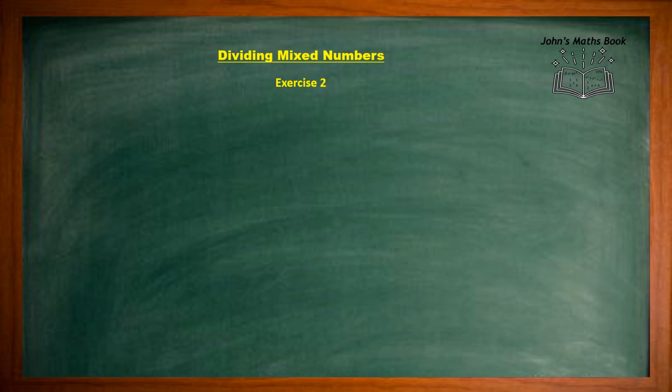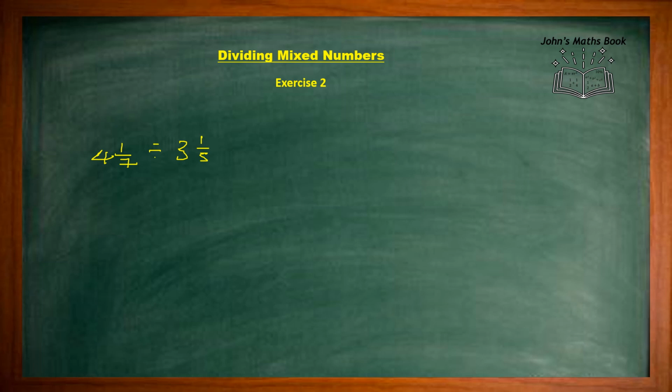For exercise number 2, let's do 4 and 1/7 divided by 3 and 1/5. Pause the video now and see if you can work out the correct answer. So hopefully you've got the answer. So let's work through that.